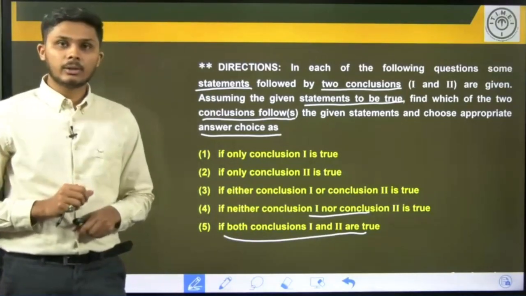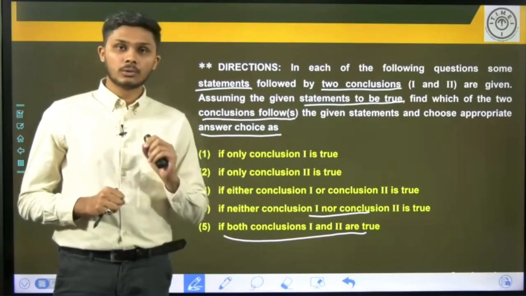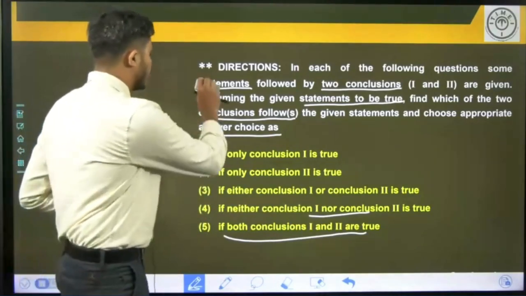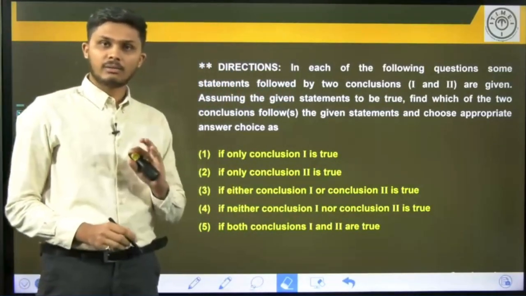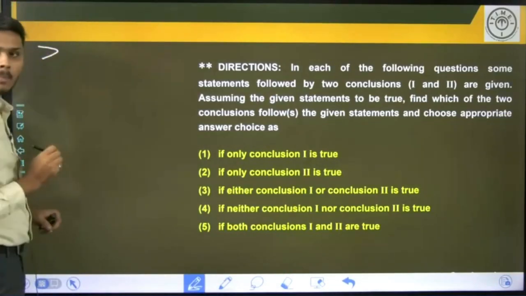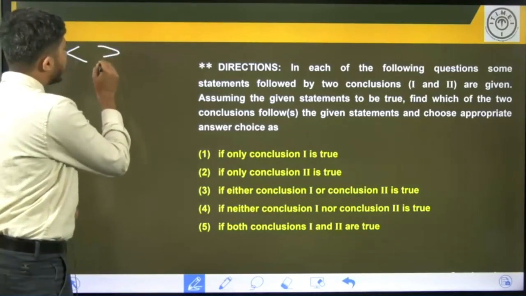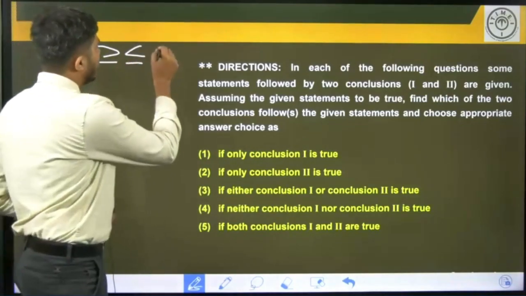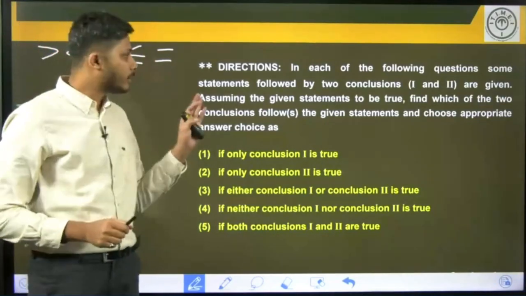So before getting into the questions, I would like to share 3 important shortcuts you can use to save time in the examination to answer such questions. So generally in this type of questions, there are 5 symbols which are used: greater than, less than, greater than or equal to, less than or equal to, and equal to. These are the 5 main symbols which are used in the statements.